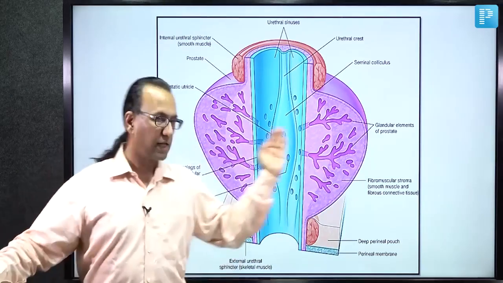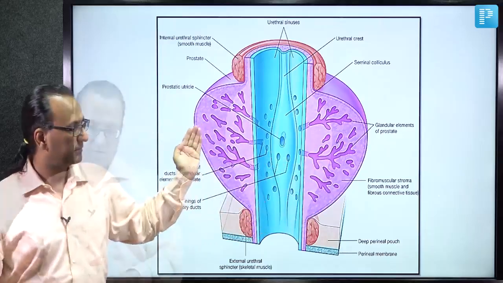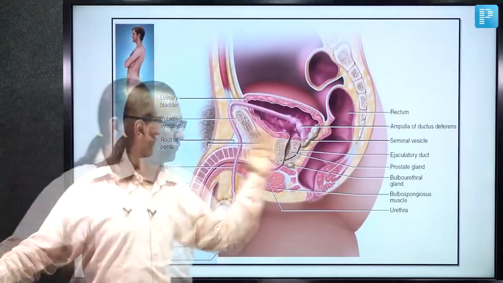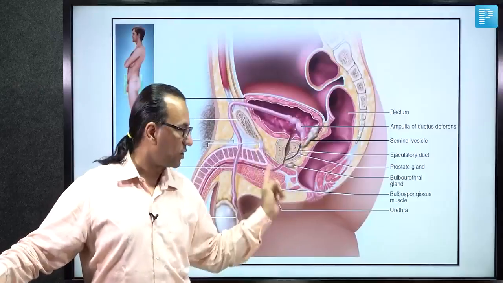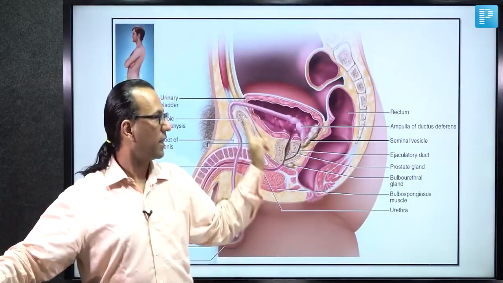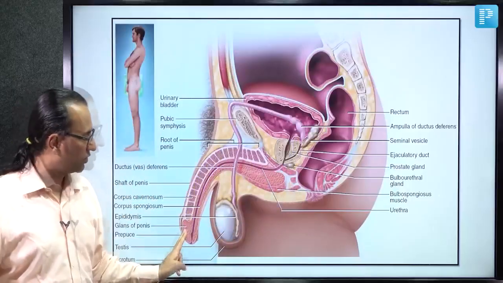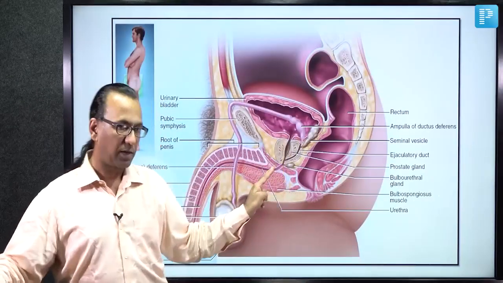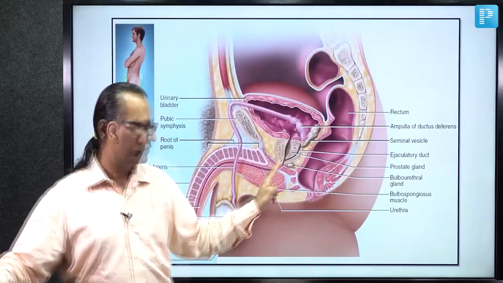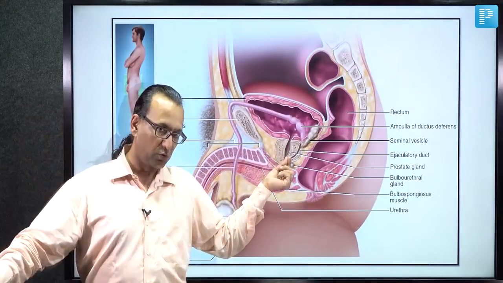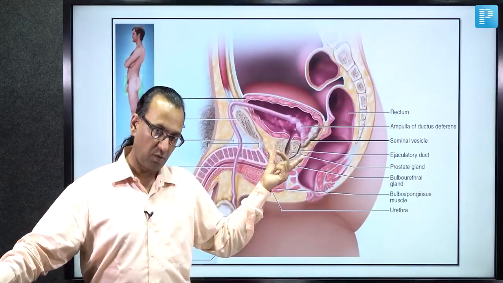Now, let us look at the sagittal section of the prostate gland. Here is a sagittal section of the male pelvis, and we are going to focus upon the sagittal section of the prostate gland. Let us magnify the area then. This is the urinary bladder, and the male urethra has three parts. If it is passing through the prostate, it is the prostatic urethra. Passing through the deep perineal pouch, it is the membranous urethra. And then passing through the penis, it is the penile urethra. We are going to focus upon the prostatic urethra now.